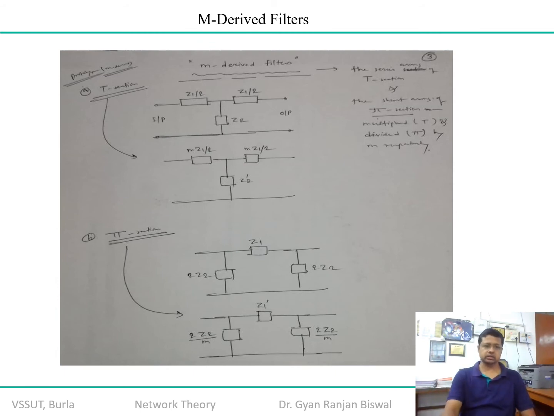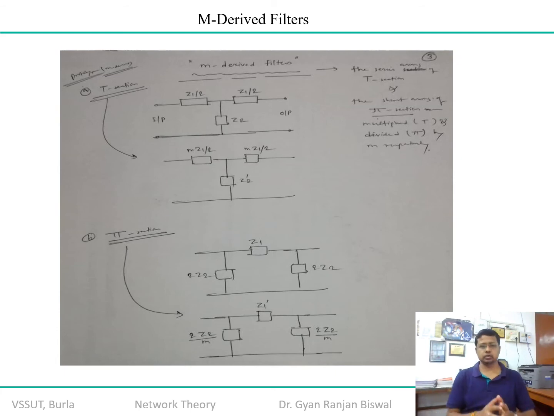So, if it is the T structure design, what is the pi structure design? The pi structure design will be the dual of this particular network. Therefore, here you will get Z1 dash and here you will get the derivative of M. So, in the shunt arm, in case of the pi filter, you have got the Z2. So, Z2 can be in parallel.